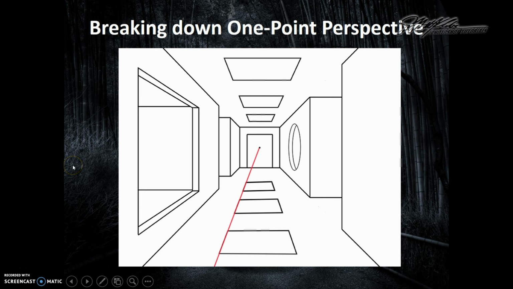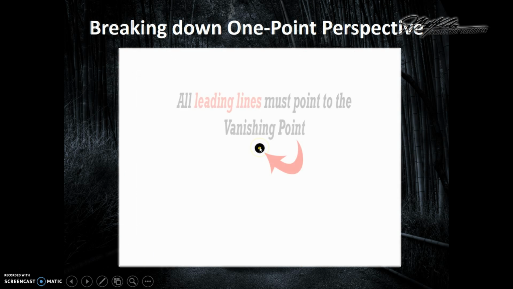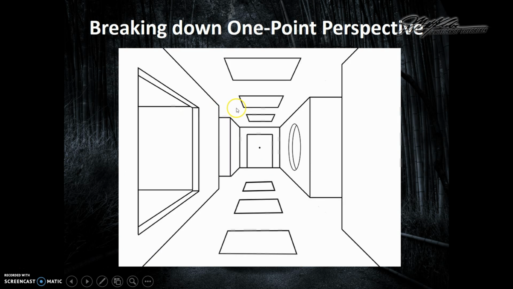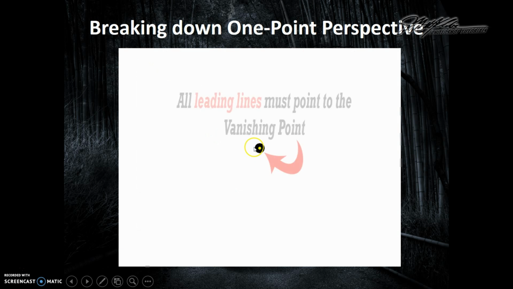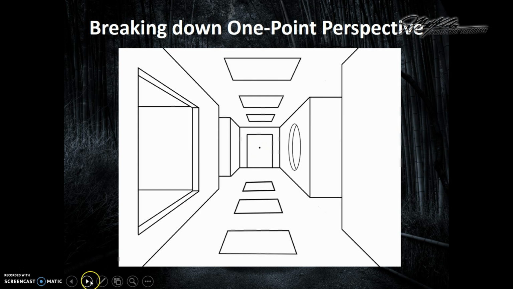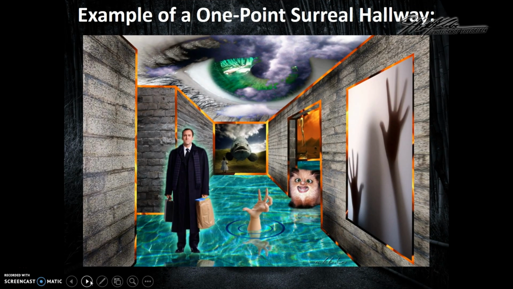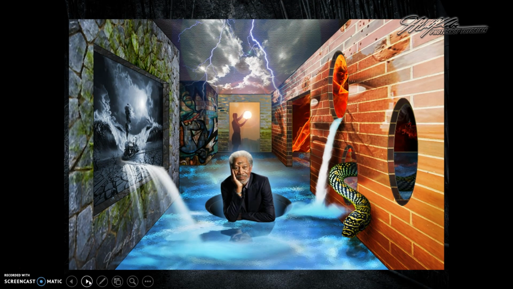So breaking down 1-point perspective, you have what we call the vanishing point right there. And then all the leading lines. You can see these are the leading lines right here in red. They must point and must finish at the vanishing point. So here's an example of a 1-point surreal hallway that I created and finished. And you can tell it's surreal because this would never exist in real life. Here's another one with three-eyed Morgan Freeman.